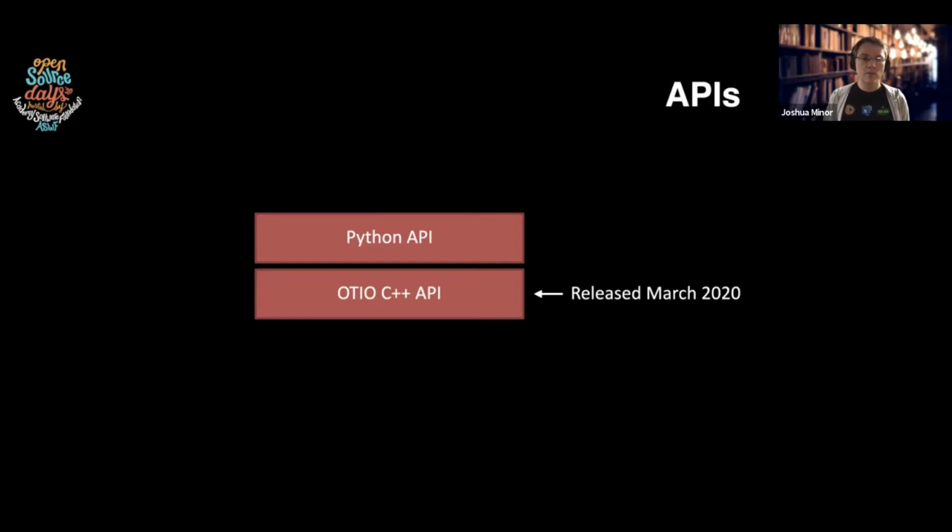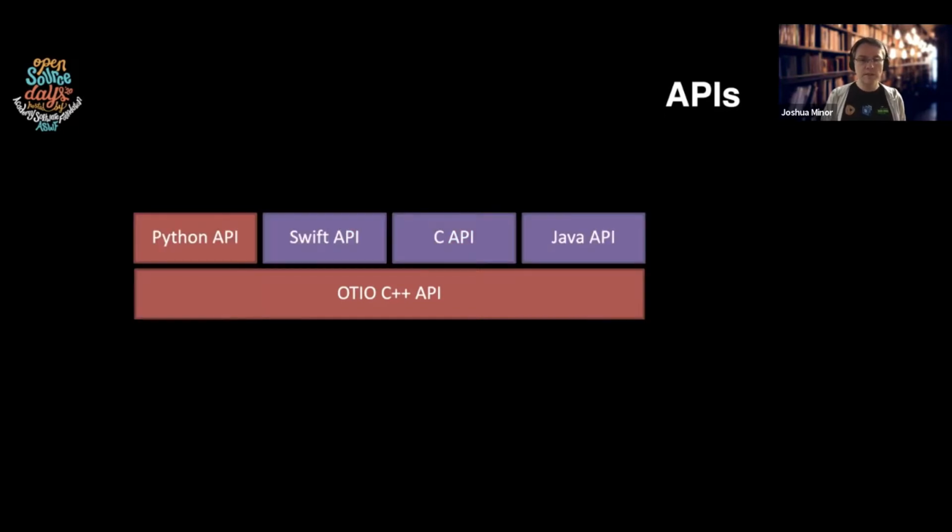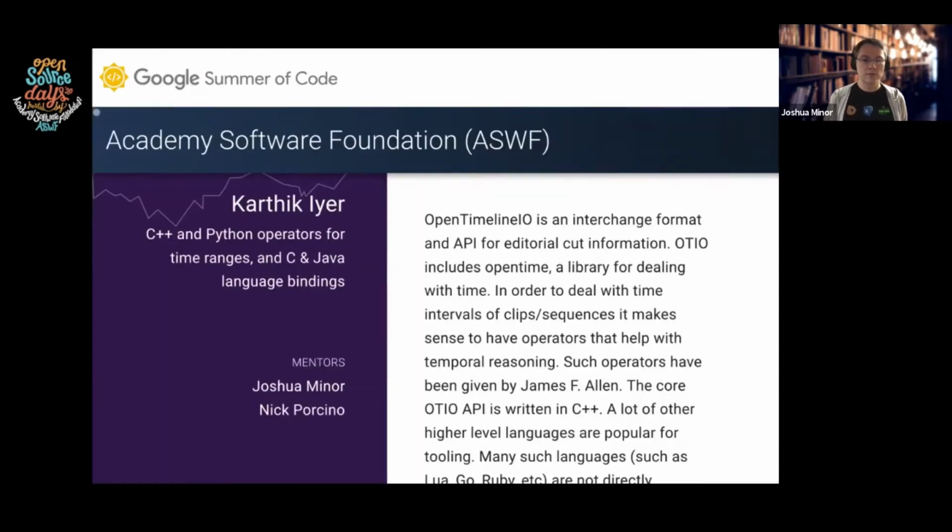And then having the core in C++ lets applications and developers use OTIO without needing to include Python in their application. So in addition to the C++ API, we now have Swift bindings, as well as a C API and a Java API. And actually, two of those, the Java and C API, were done through the Google Summer of Code project.